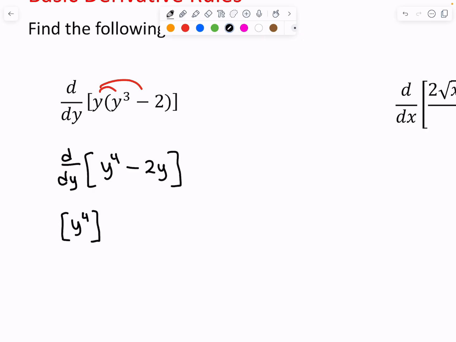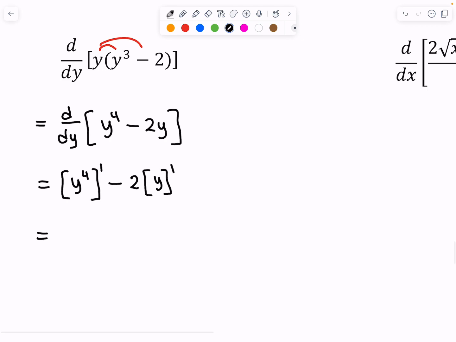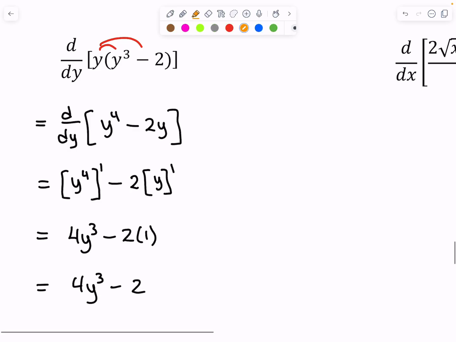So I can differentiate y to the 4th as one term, and then minus the constant 2 times, and then we can differentiate the y separately. Using power rule, the derivative of y to the 4th is 4y cubed, minus 2 times, and the derivative of y is just 1. So our final result, 4y cubed minus 2. Notice I'm switching from this differential operator, which establishes what the independent variable is very clearly, to a more lazy prime sign, which you should feel comfortable doing as long as it's clear what the independent variable is.